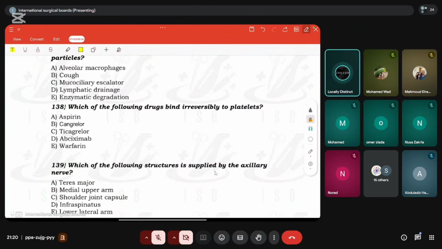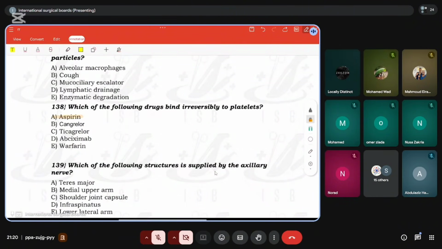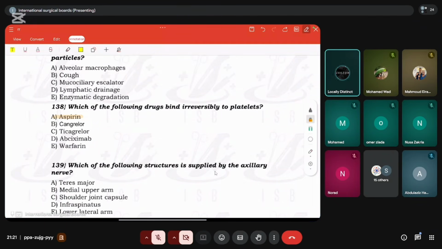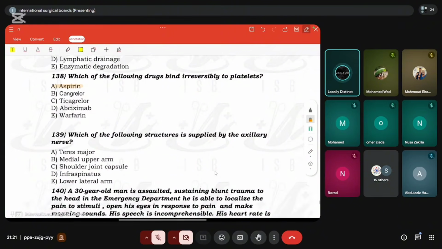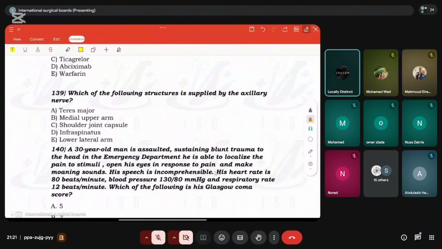Which of the following drugs bind irreversibly to platelets? Aspirin, right? Yeah, that's great. So aspirin binds irreversibly to platelets. Also clopidogrel binds irreversibly to platelets. That is correct. Do you want to talk about antiplatelets? If you guys know them, we can move to another topic, because I see them asking a lot about their mechanisms of action. I think we should move on because there are a lot of topics to cover, right? Yeah, let's move on. Okay.